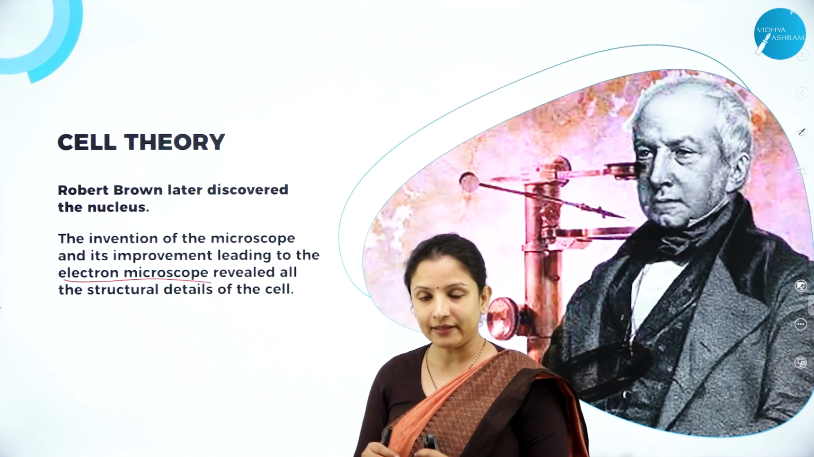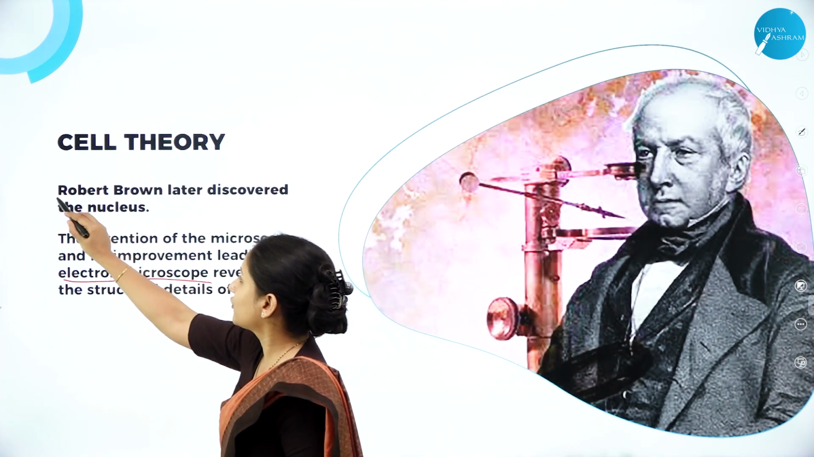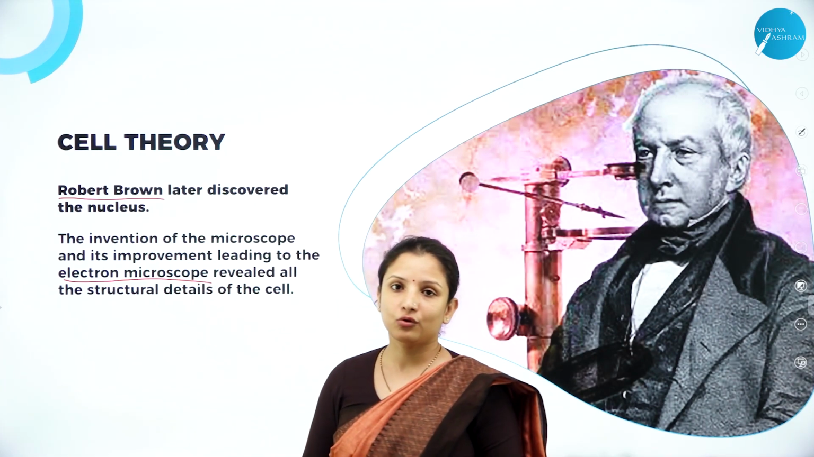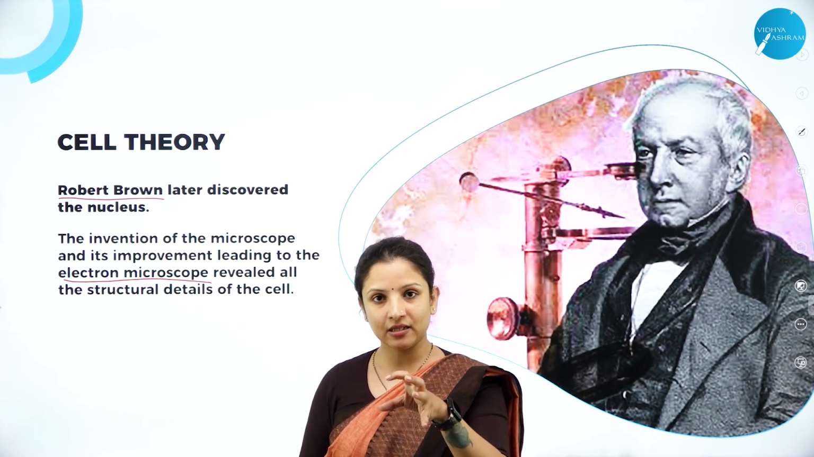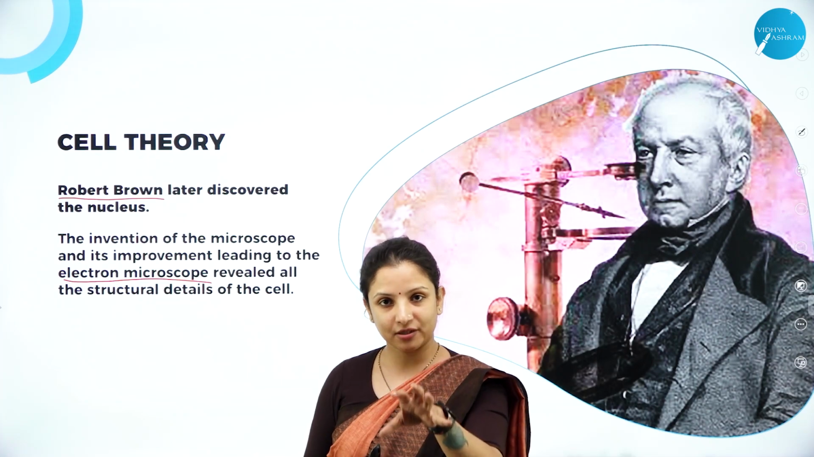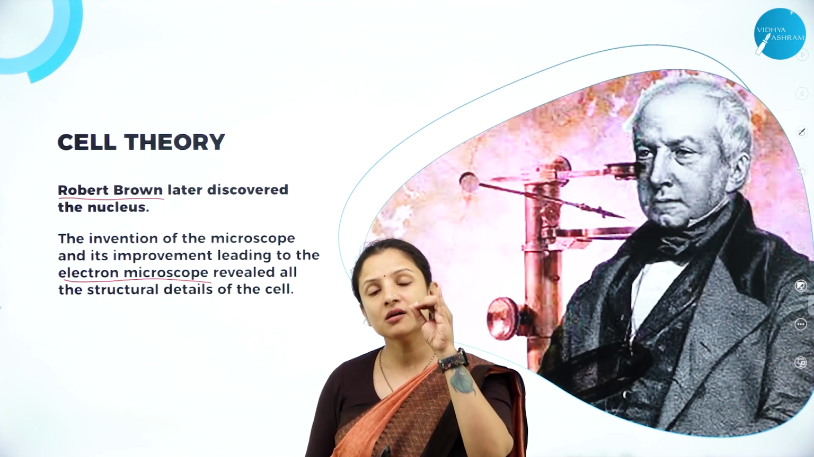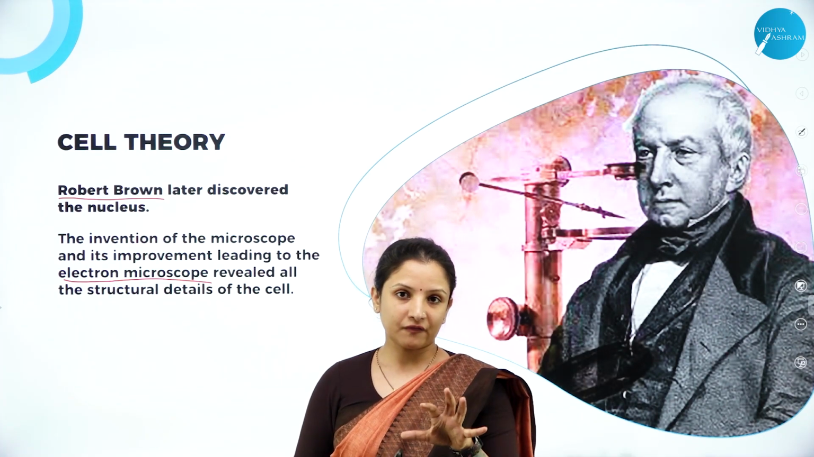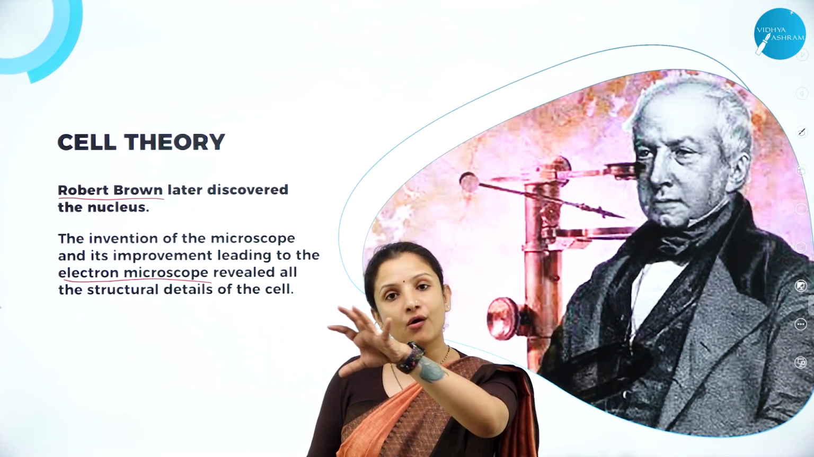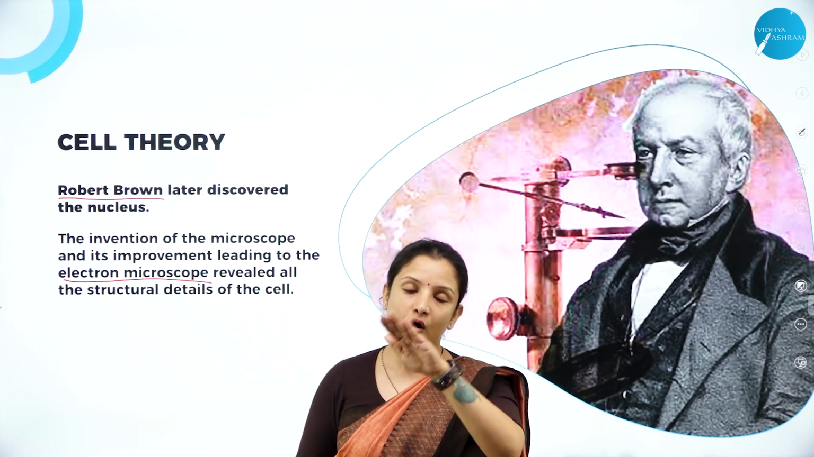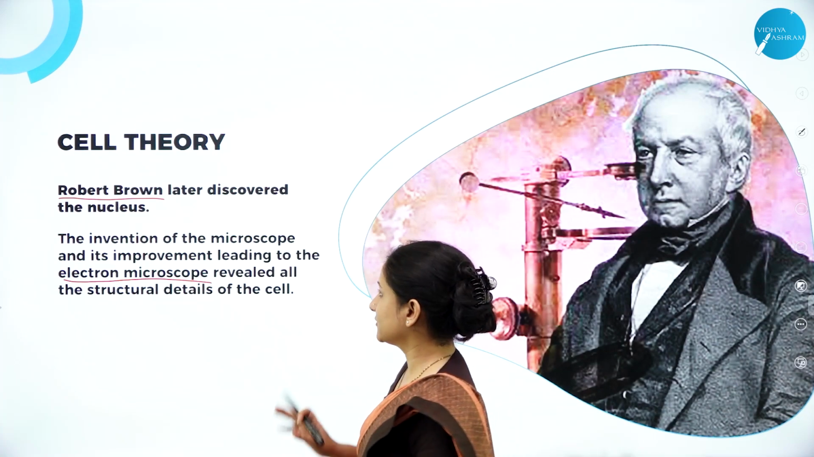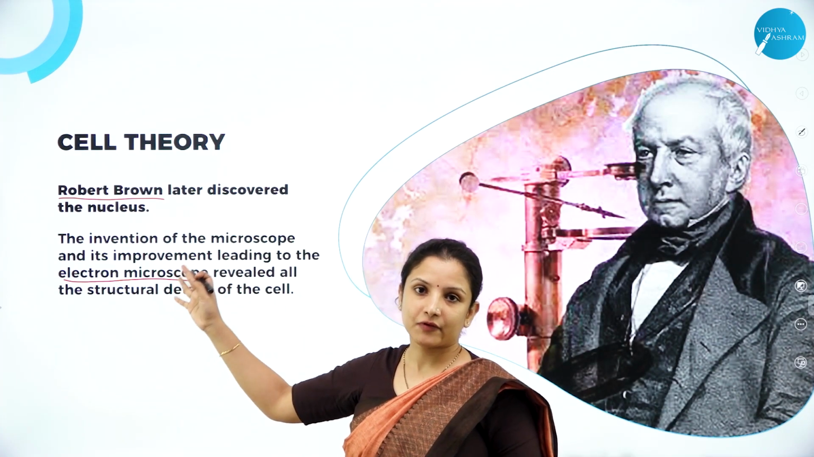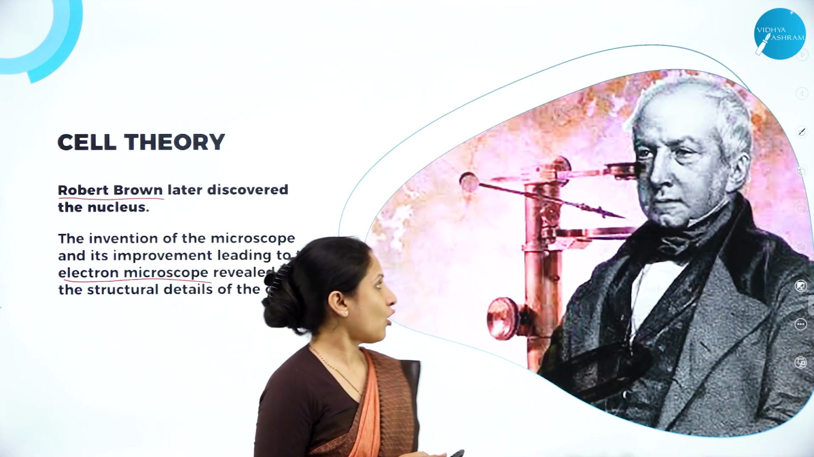And it was at that time that one scientist, Robert Brown, got to know that inside a live cell, there is something called the nucleus, and the nucleus is the most important part of the cell because it controls all the activities of the organelles present inside the cell. So, the credit for the discovery of the nucleus goes to Robert Brown.